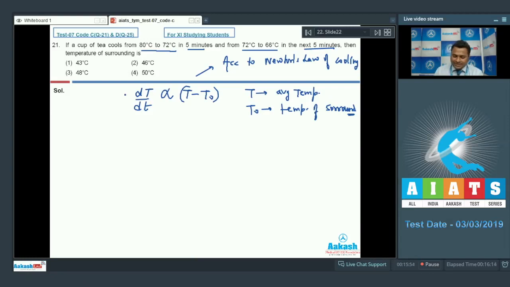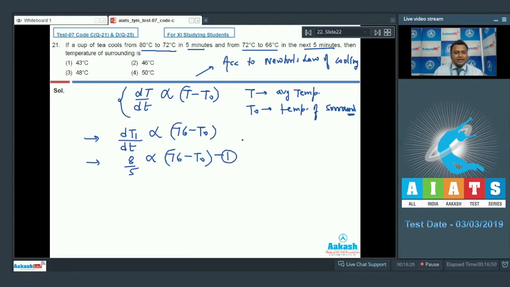Now let's write this expression for both the cases, from 80 to 72 and from 72 to 66. Case number 1, dT1 upon dt is proportional to the average of 80 and 72. We will get 76 minus the surrounding temperature T naught, which we have to obtain. The change is from 80 to 72, that is 8. So 8 by 5, where dt is 5 minutes, is proportional to 76 minus T naught, taking this as equation number 1.